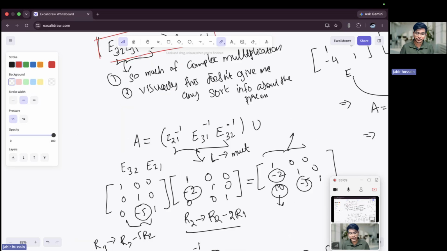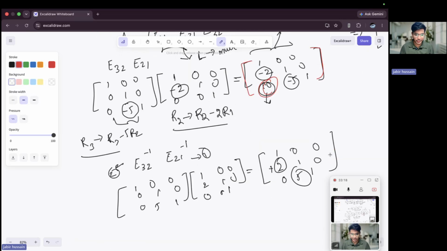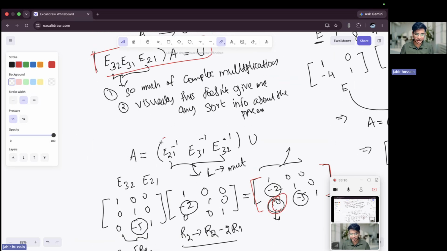And the answer matrix I get does not tell me what is happening. But if you take the inverse, the multiplication will be much easier, and we are calling this particular multiplication L, right? This L tells you exactly the things which you did on A to get U.